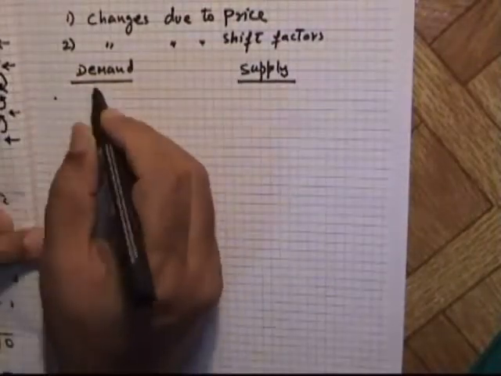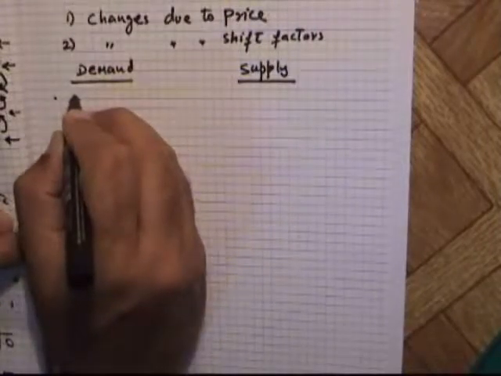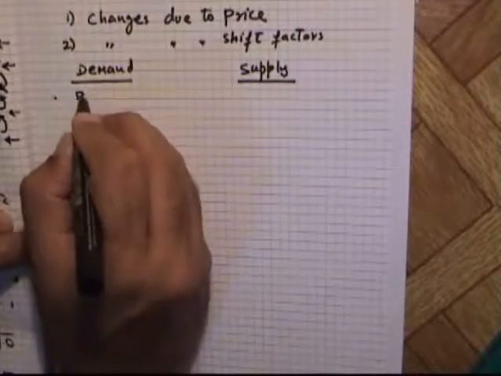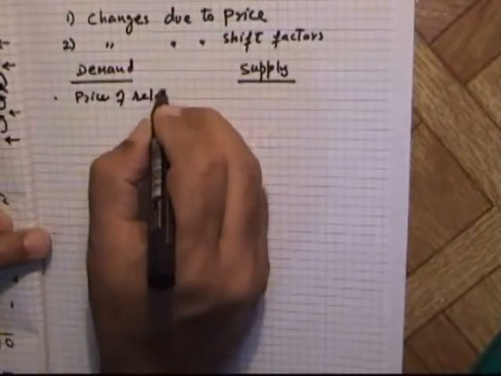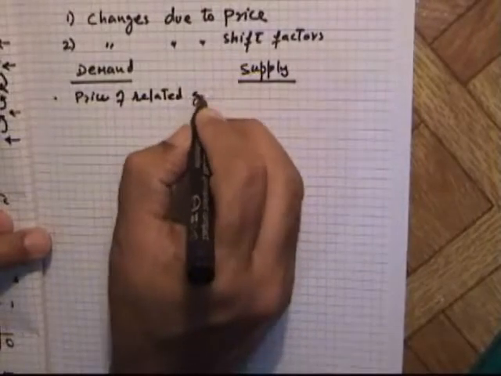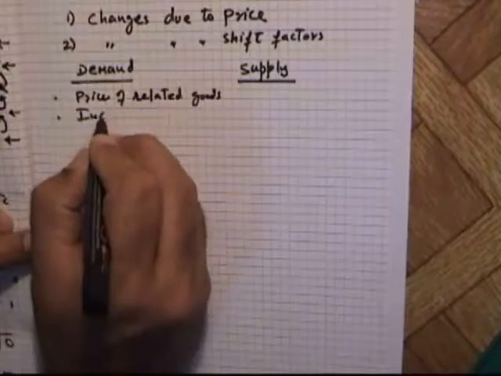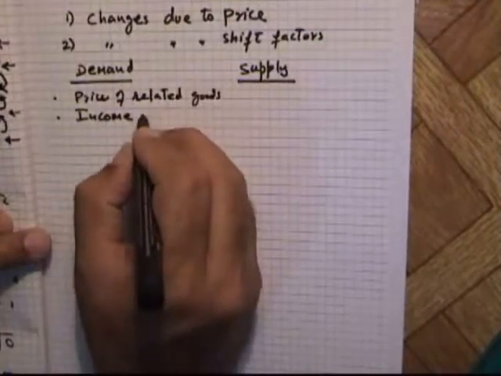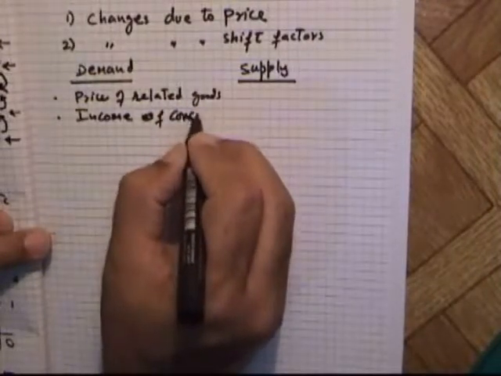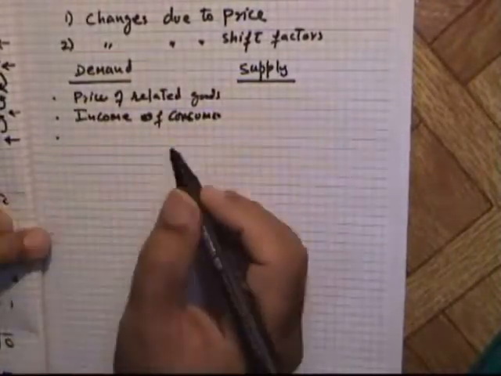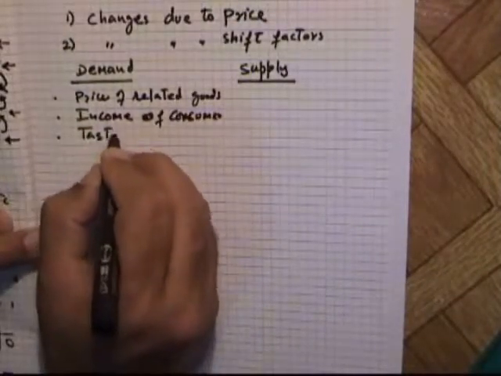For example, shift factors of demand means: number 1, no change in price of related commodities, goods and services; number 2, income of consumer will not change; and number 3, the taste of the buyer.